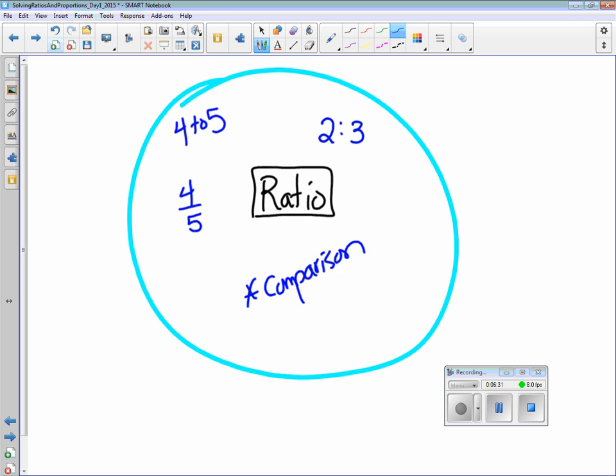Now, we have to be very careful because sometimes when it's written like this, it is not the same. So 2 to 3 is not the same as 2 divided by 3. It's the same as 2 divided by 5. Because 2 to 3, like we're going to look at some examples like that. In a fraction, the denominator is a total. When we write the ratio like this, when we're comparing, you're not often comparing something to the total.